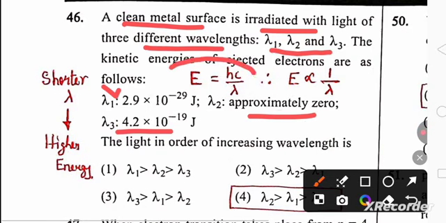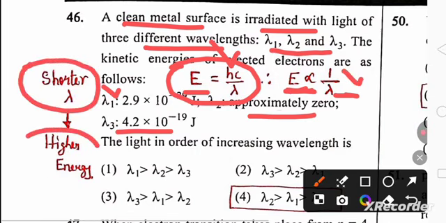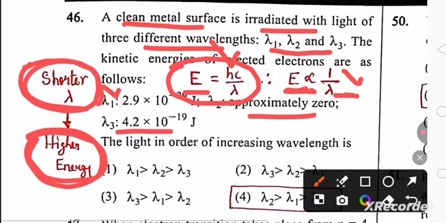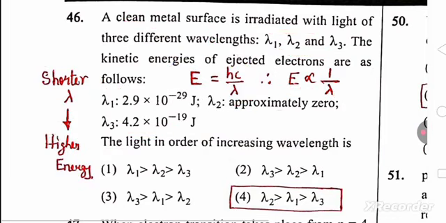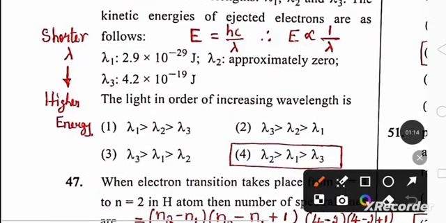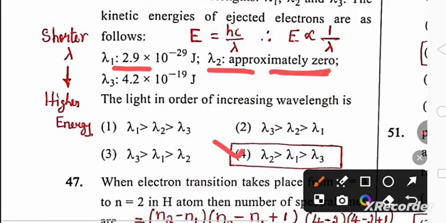We know the relationship that energy is equal to Planck's constant h into c by lambda, which means energy is inversely proportional to wavelength. Energy is inversely proportional to wavelength means shorter the wavelength, higher the energy. Higher the energy, shorter the wavelength. So accordingly, when we arrange them in the increasing order of wavelength, then definitely lambda 2, which has a 0, has the highest energy. In the order of increasing wavelength, highest wavelength, then lambda 1 and then lambda 3. So option 4 is the right answer for this question.